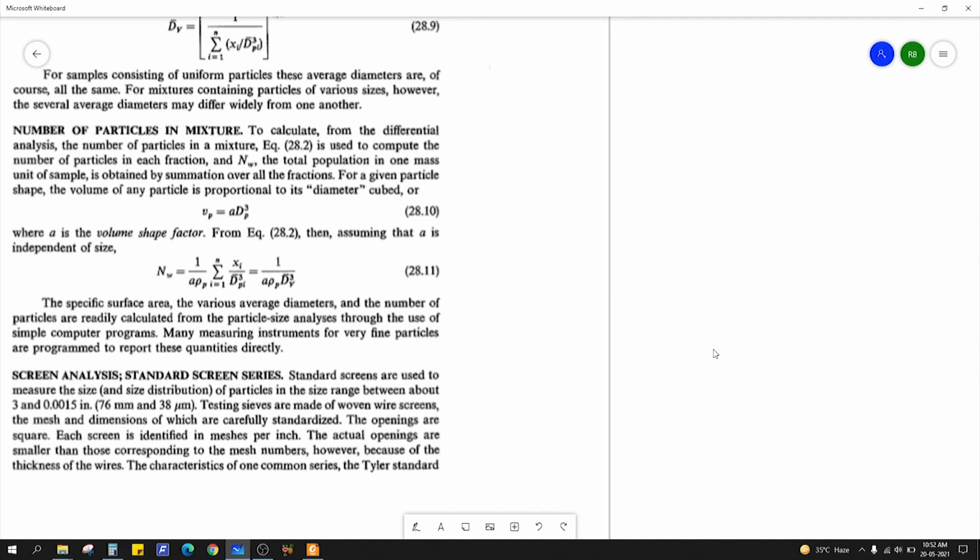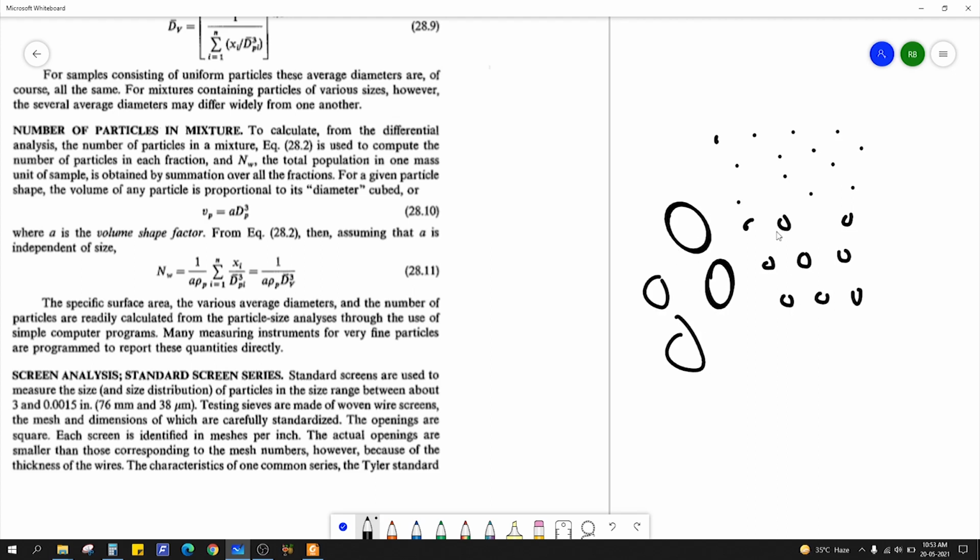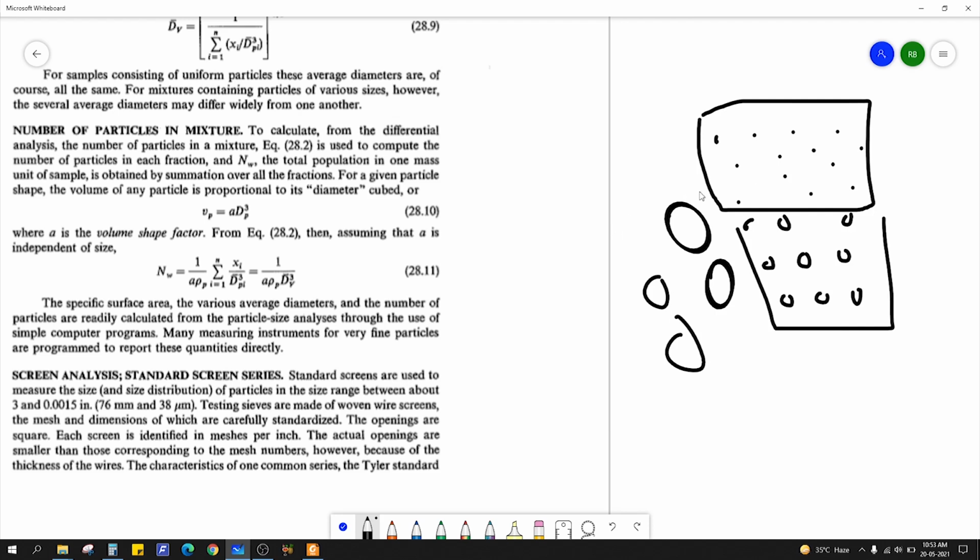Today we are going to discuss the number of particles in a mixture. Suppose you have a mixture of different particle sizes. I want to find the number of particles in this mixture. Remember, all of this is a mixture in a single container. So I want to find the number of particles in this fraction, in this fraction, in this fraction.